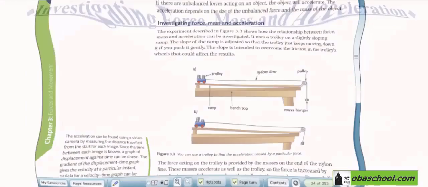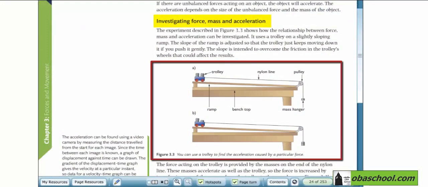Investigating force, mass, and acceleration. In this tutorial, we'll learn about an experiment that shows the effect of force and mass on acceleration. This experiment is on page 24 of the book, figure 3.3.